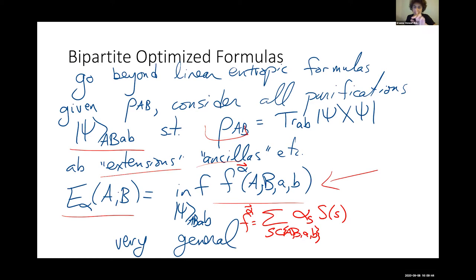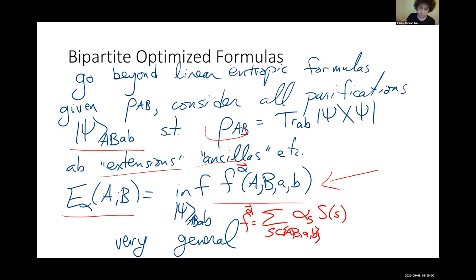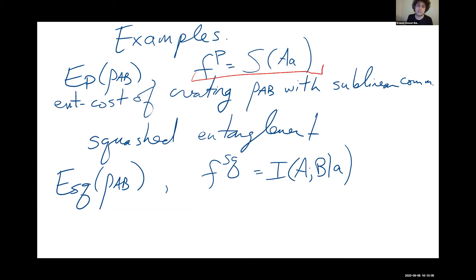So here's one example. It's called the entanglement of purification. In that case, you just take a single term in your linear combination. You take the entropy of big A and little a, and you minimize over extensions. Here is the general form, and then here's the special case. You just minimize over all extensions of rho AB the entropy that big A and little a have, right? And that actually has a reasonably nice operational meaning. It's the entanglement cost of creating the state rho AB if you have only sublinear communication between Alice and Bob. Another example that you may have seen is the squashed entanglement. You just take the conditional mutual information between A and B conditioned on little a or little b, whichever you like, and minimize over that extension of rho AB to little a little b.